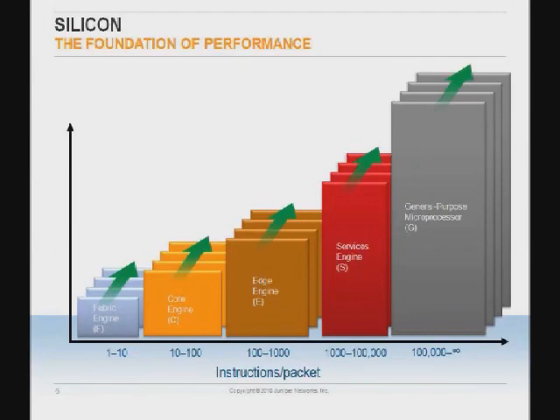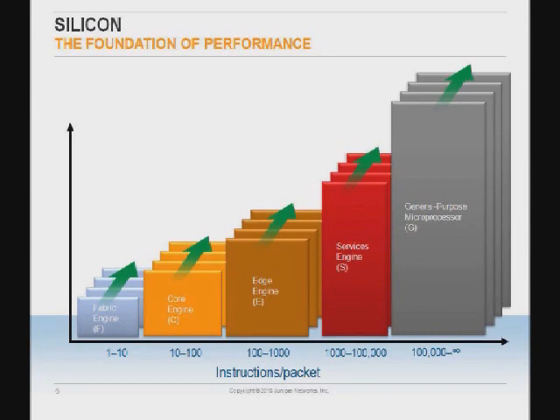So we can see the role of the ASICs in the router performance improvement. And now we take a look at how we categorize the use of silicon inside a communication system. And then we classify them based on how much information they process.